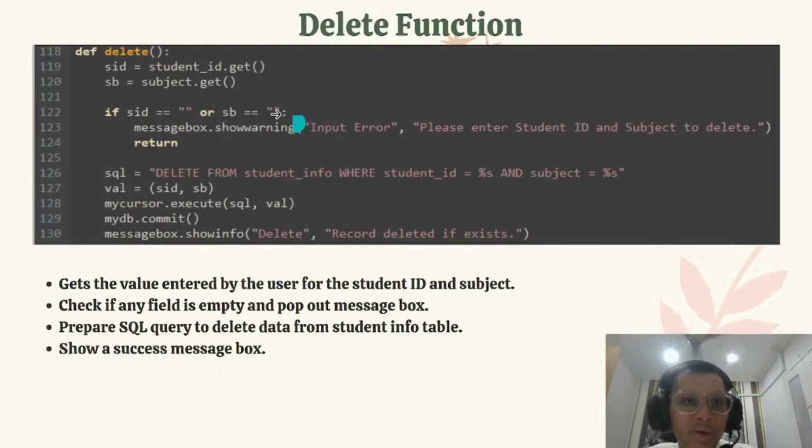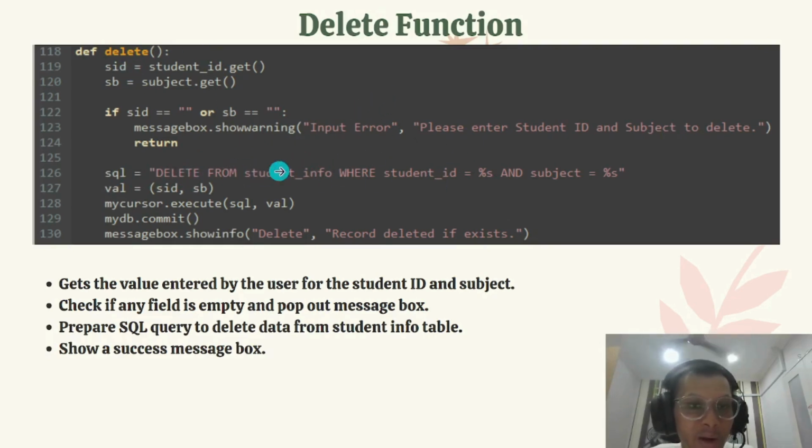We're going to move on to the delete function. For this delete function, we only need two inputs, which are the student ID and also the subject. This line will get the value entered by the user for the student ID and the subject. If any of these two is empty, it will again pop up a message box to show a warning, and it will say please enter student ID and subject to delete. Then this prepares the SQL query to delete the data from the student info table.